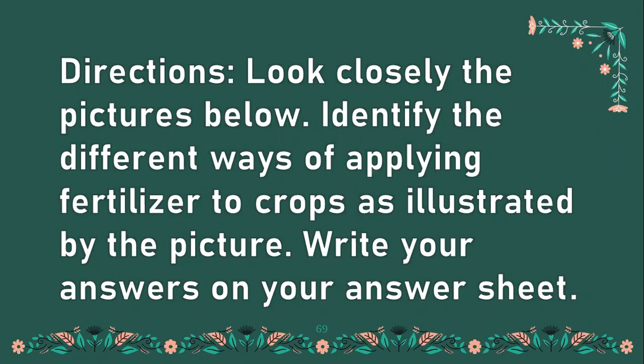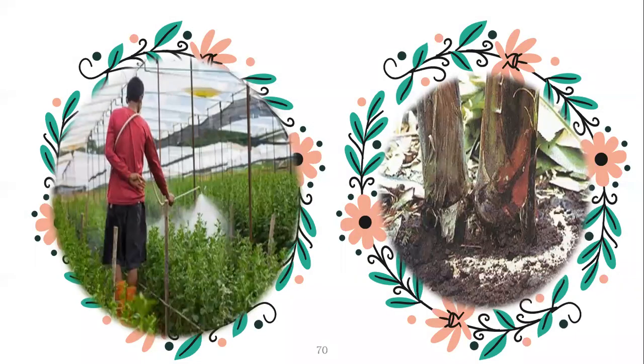So look closely at the picture. Identify the different ways of applying fertilizer to crops as illustrated by the picture. Write your answer on your answer sheet. So here, number 1 and 2. What type of applying fertilizer is this?